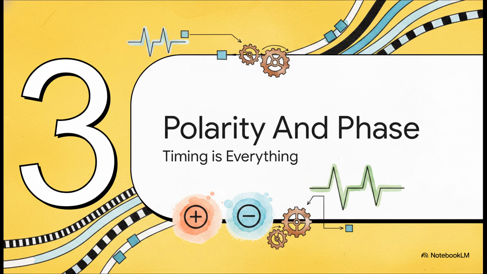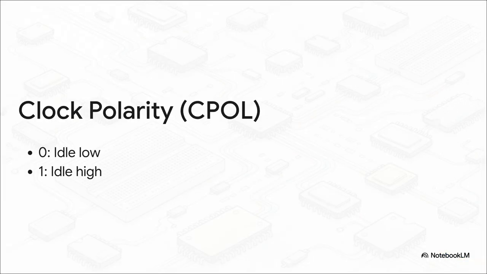Okay, Section 3. Mastering polarity and phase. Because in SPI, timing is everything. Since the master generates this continuous clock signal to keep everything in sync, the master and the slave actually have to agree on what that clock signal looks like, and this starts with clock polarity, or CPOL for short. This just defines the resting or idle state of the clock wire when there's no data moving at all. If CPOL is 0, the clock idles at a low voltage, meaning it has to pulse high to become active. If CPOL is 1, the clock idles high and drops low to activate.